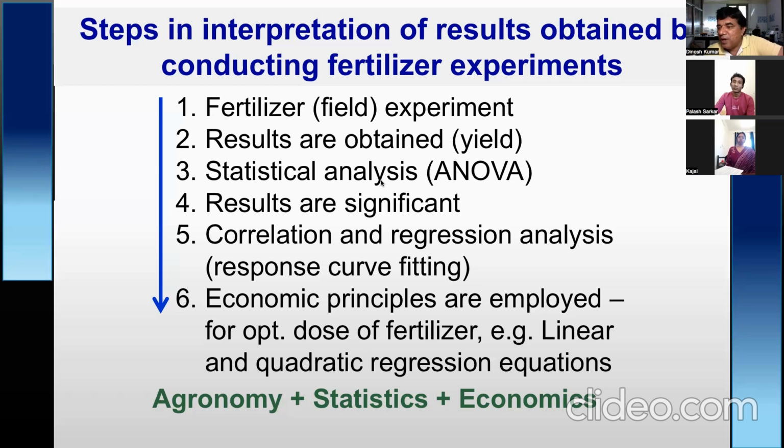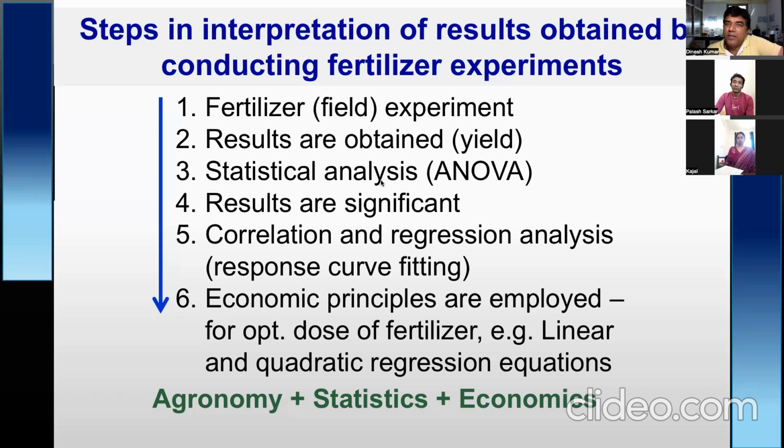For treatment, suppose 5 nitrogen treatments, so the degree of freedom will be 4. And then you multiply these two. This will be your error degree of freedom, and then you make the total. If you divide each sum of squares by its respective degree of freedom, you will get mean squares: mean square due to treatment, mean square due to error, etc. Then mean square treatment divided by mean square error gives you F calculated. This is called the F test or Fisher test.